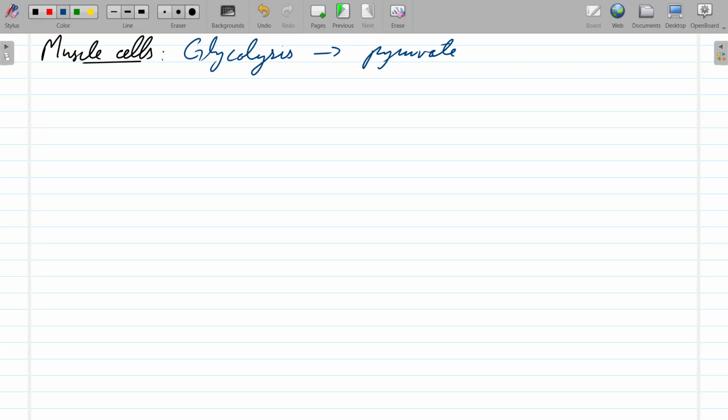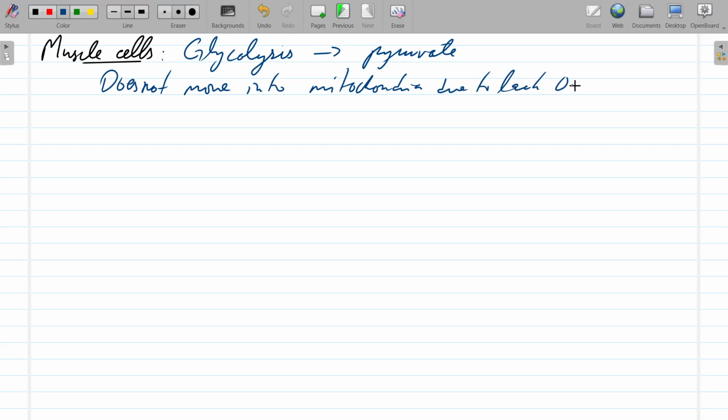But that pyruvate cannot move. This does not move into the mitochondria, due to lack of oxygen, and so it takes a different path where the pyruvate is converted into a compound called lactate.